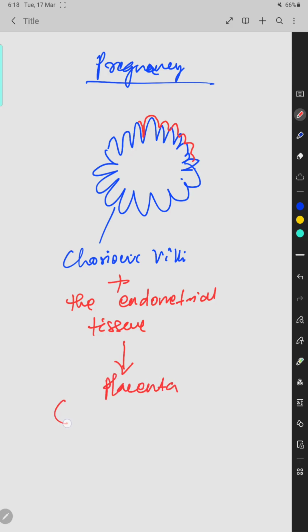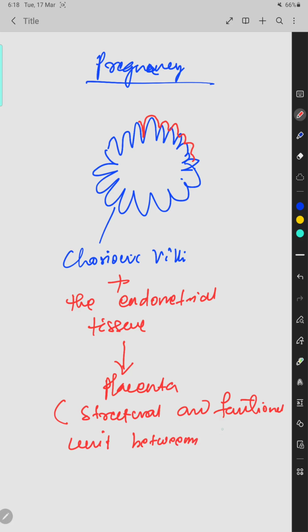So what is this placenta? Placenta is the structural and functional unit between the mother and developing embryo.